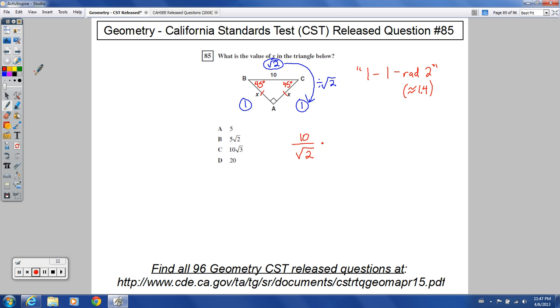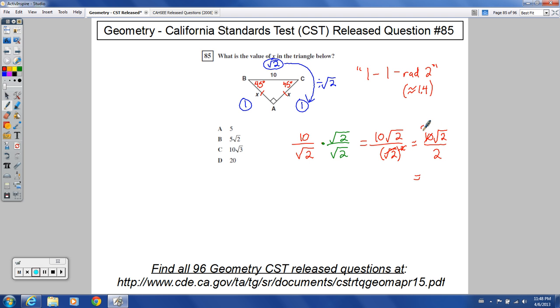So I'm going to multiply this by, to get rid of the radical on the bottom, I would multiply both the top and the bottom by rad 2. Doing so would give me 10 rad 2 over rad 2 times rad 2. That'd be like rad 2 squared. I could write it like that. And the radical on the square part would cancel. So I'd be left with 10 radical 2 over 2.